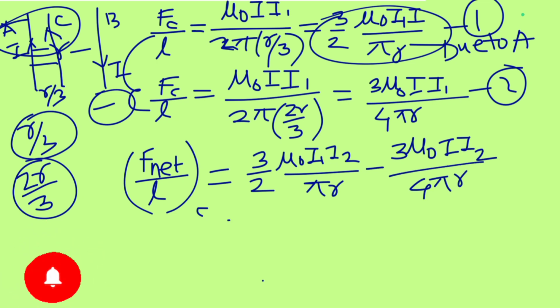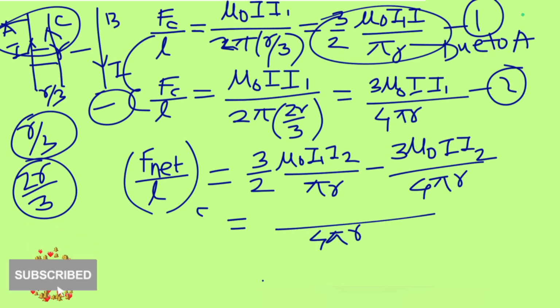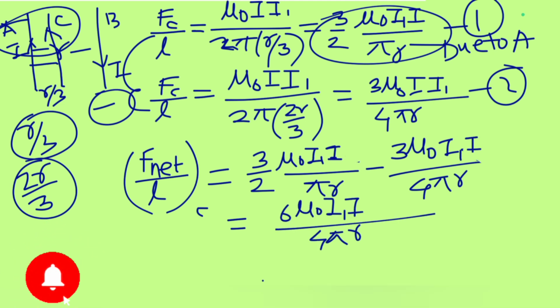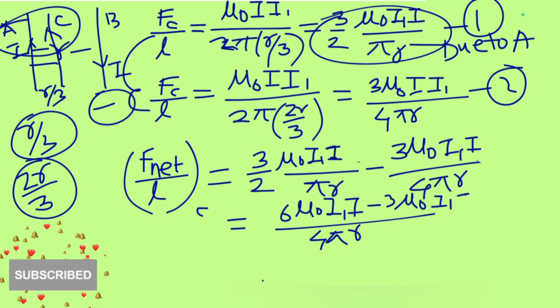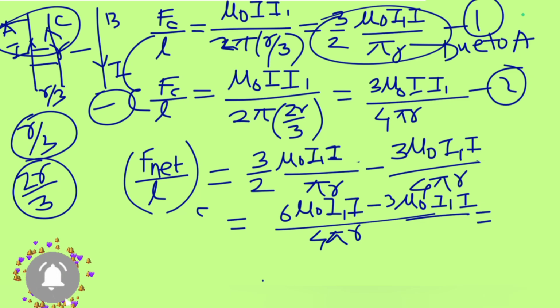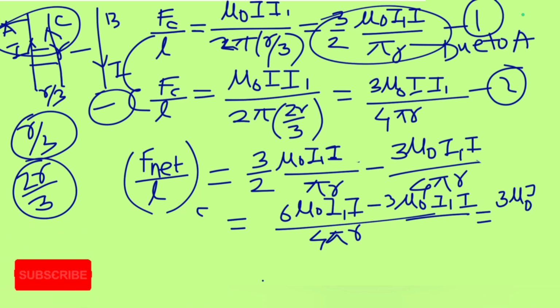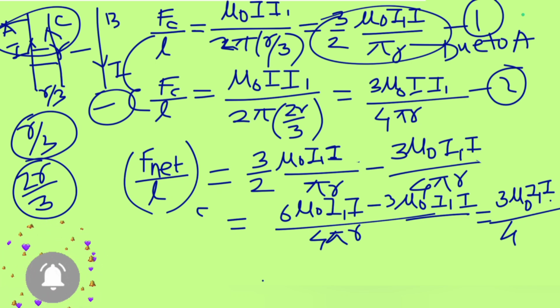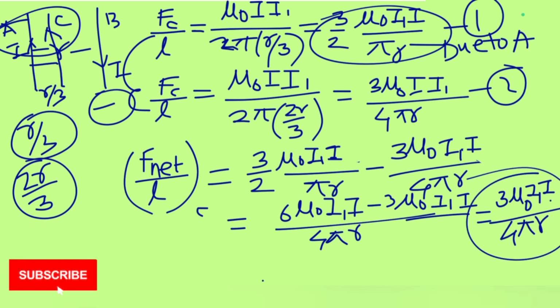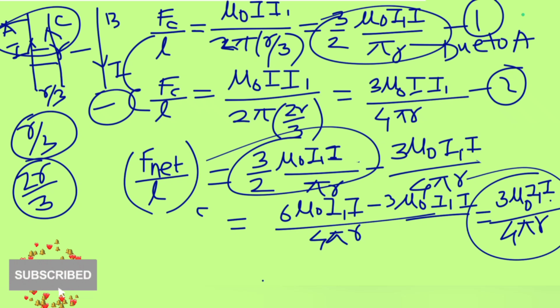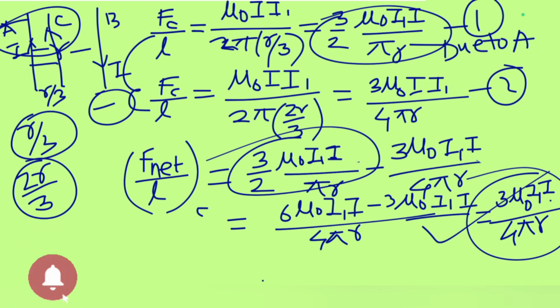Now by taking the LCM, what is the LCM here? 4 pi r. My answer will be 6 mu naught I1 I2 minus 3 mu naught I1 I2, so it will become 3 mu naught I1 I2 upon 4 pi r. That should be the answer. Most of the students may have done it wrongly, forgetting to do the minus and all. This answer is the only correct answer of this particular MCQ question.